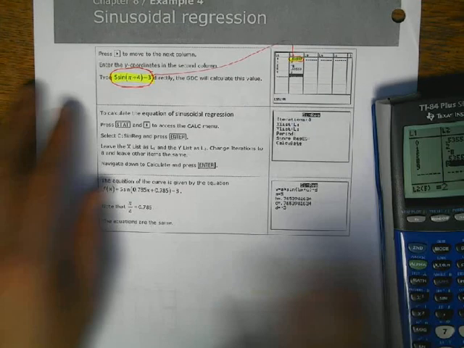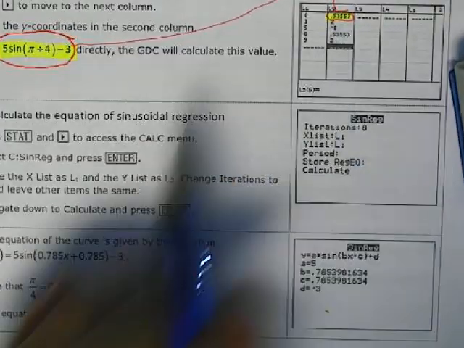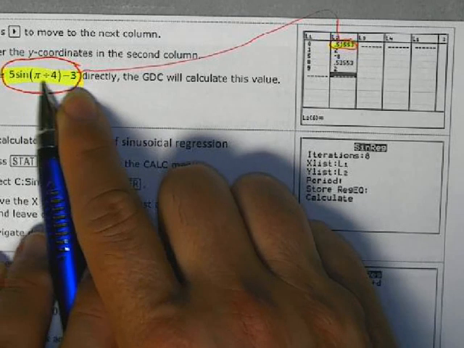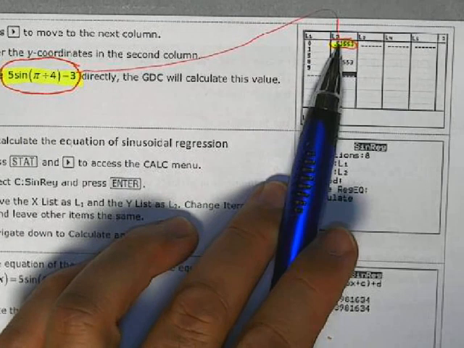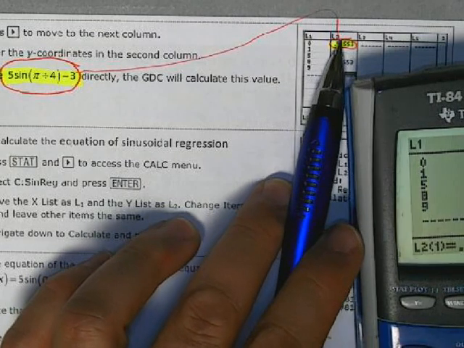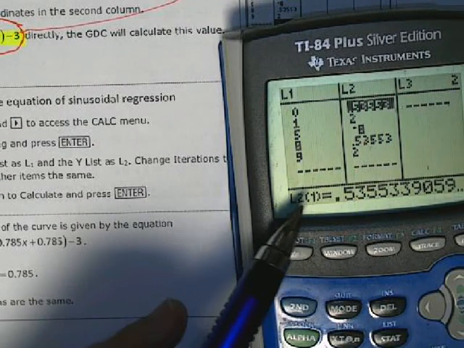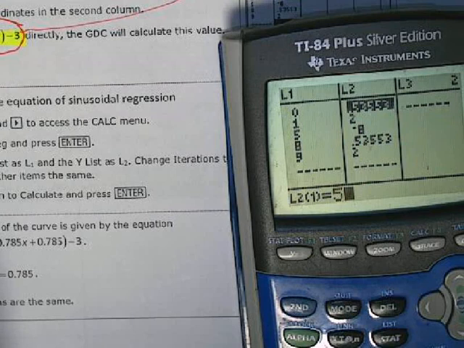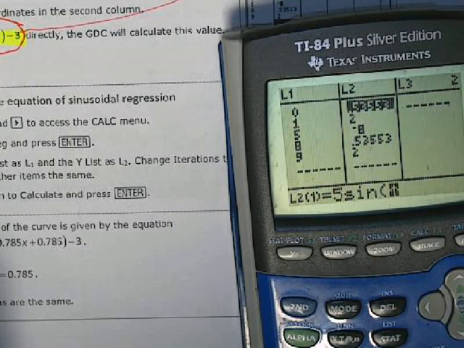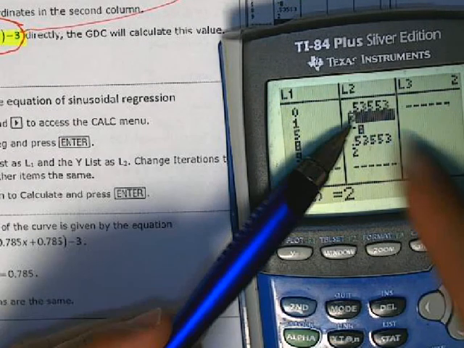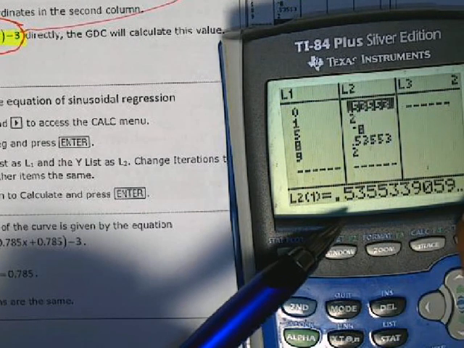I didn't actually type in this number. When I was in this space, I typed in the equation 5 sine pi divided by 4, close parentheses, minus 3, and that gave it more exact. Notice how the decimal goes way, way down. Right?